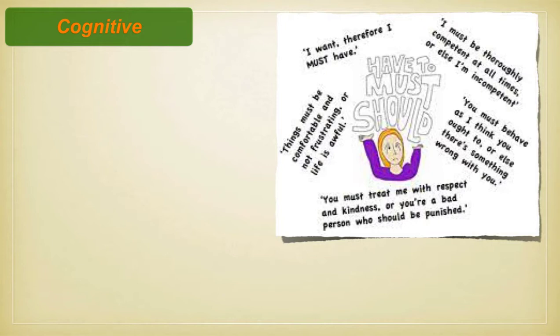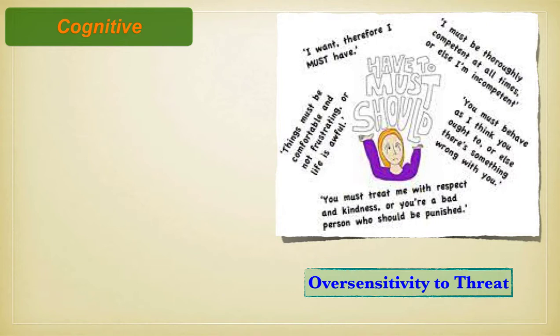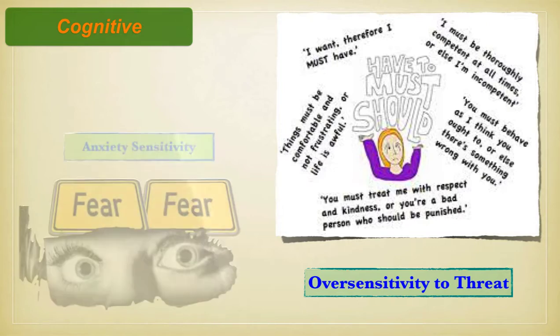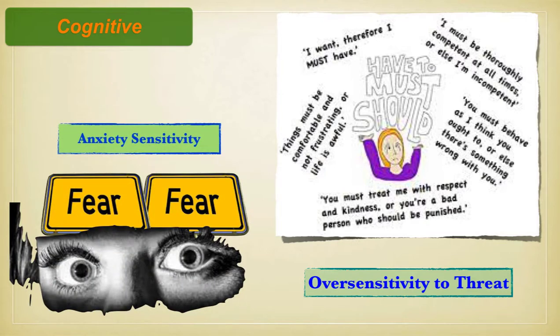You can also have, as part of the cognitive factor, the oversensitivity to threat, where most respond to threats rather adaptively to very adaptively. Others, their alarm mechanisms cause them to be overly responsive. And anxiety sensitivity is a fear of fear, that one's emotions or state of arousal will get out of control or have some other harmful consequences.